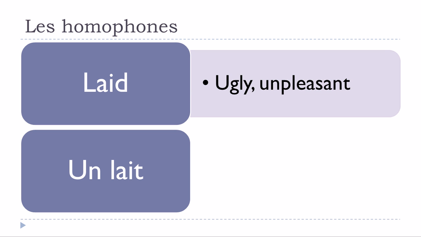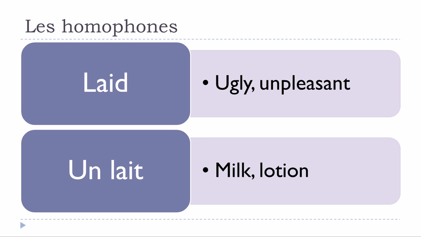Un lait. Okay, so the only difference is the final thing here, D, you don't pronounce it, T, you don't pronounce it, so phonetically you only have this le.